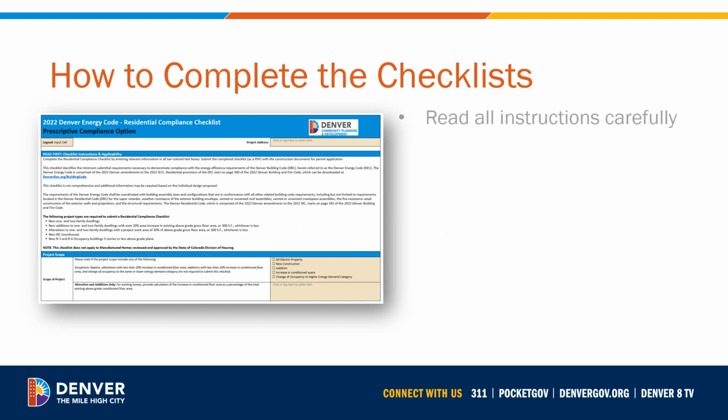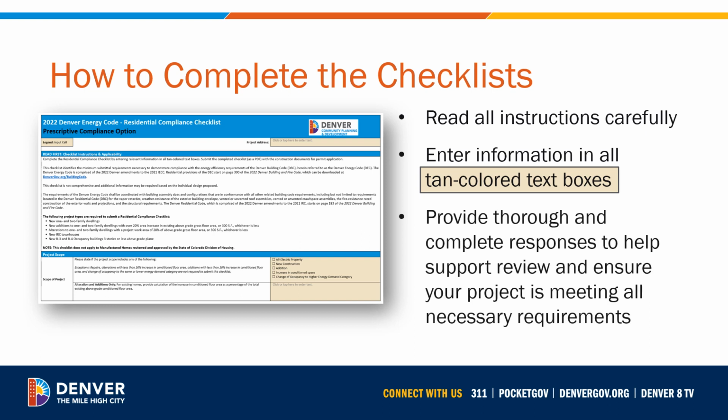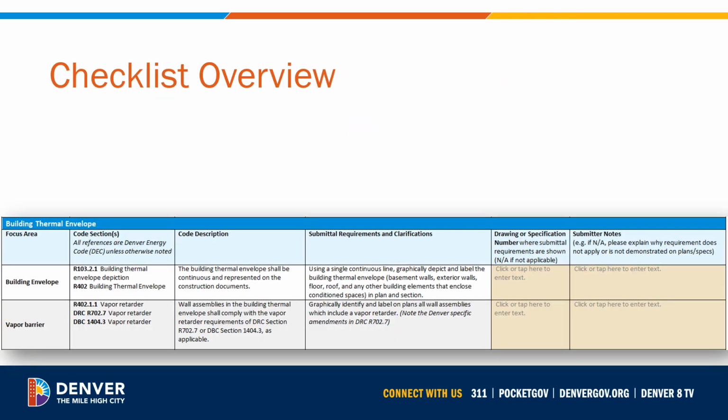To complete the checklist, it is important to start by reading the instructions thoroughly. These instructions provide context about what projects are required to submit a checklist and where to find the Denver Energy Code for additional details. As you go through the checklist, all fields requiring an entry are in tan color. Make sure to provide as much detail as possible in your responses so that it is clear for the reviewer that your project is meeting all necessary requirements.